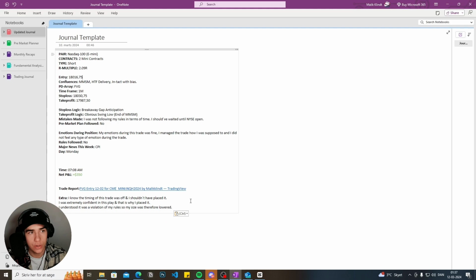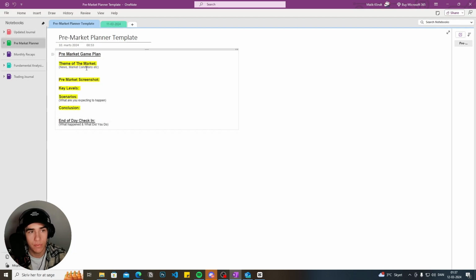But let me also show you my pre-market planner, because that is also something that I do every single day, and that is also very important, right? So if I come up here, I've created a pre-market planner template. Now, theme of market is basically, as I wrote, news, market conditions, etc., right? What news do we have today? Are we expecting a high volatility day or a low volatility day? That can kind of tell us if we should be over leverage or normal leverage or lower leverage.